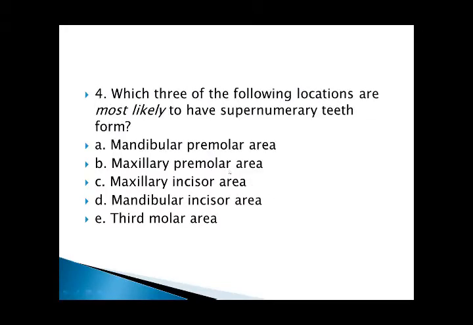Which three of the following locations are most likely to have supernumerary teeth? A, mandibular premolar area. B, maxillary premolar area. C, maxillary incisors area. D, mandibular incisor area, and third molar area.